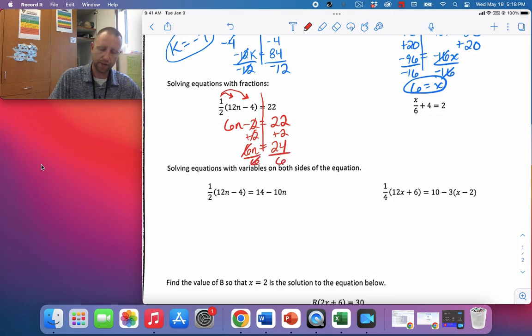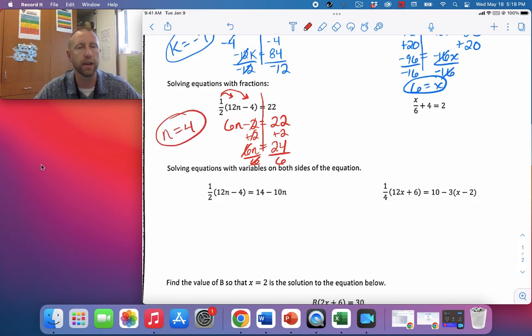Those 6's cancel. 24 divided by 6 is 4. I'm left with n equals 4. Okay, I'm actually going to do this next one with you. This time, x is part of a fraction. It's the numerator. And when it's part of a fraction like that, that just means x is being divided by 6.